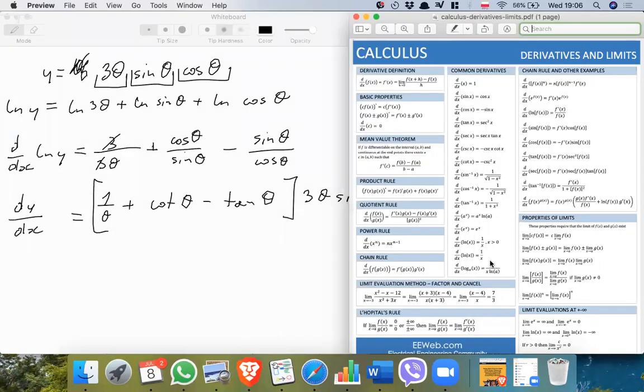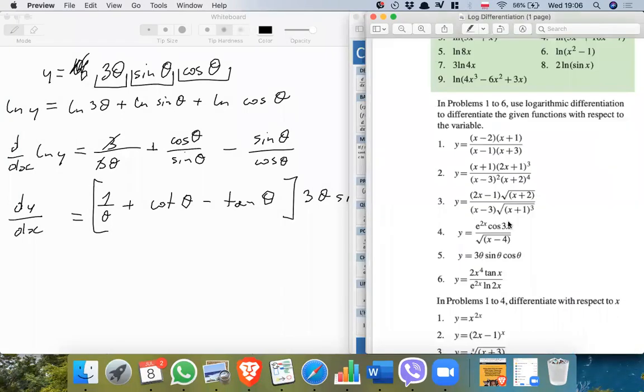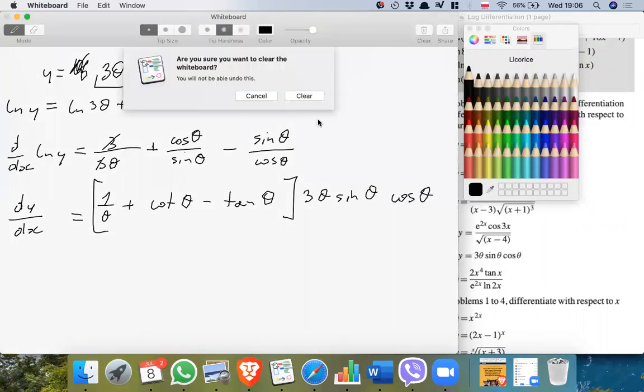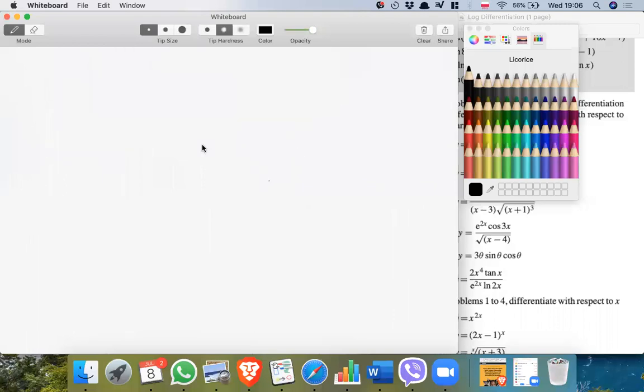Okay. So these are the kind of compound functions that we would normally have to deal with, but actually we have another one. The last one is very nice because we're dealing with natural log as well. So y is equal to 2x to the power of 4 tan of x, divided by e to the power of 2x, and that multiplied by ln 2x.